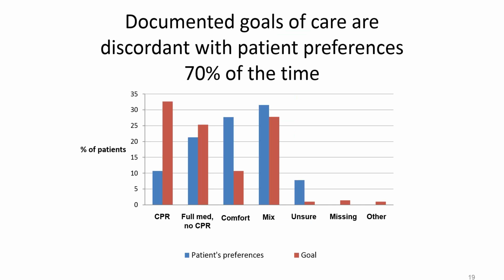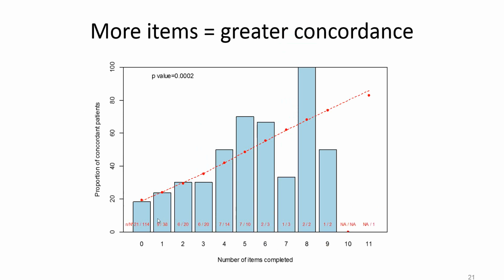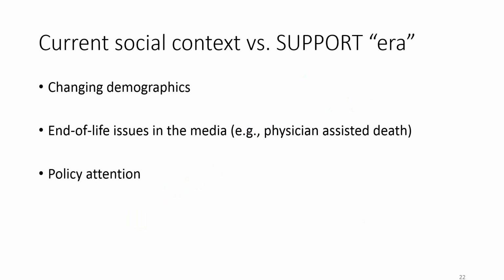preferences and prescribed orders. And yet we did find in this work that if more of these process items in terms of goals of care discussions were conducted, there was in fact greater concordance between patient preferences and prescribed goals of care. So that again suggests that to improve end-of-life care and decision-making in Canada, we do need better and higher quality communication between healthcare teams and seriously ill frail elderly across all care settings, not just hospital.